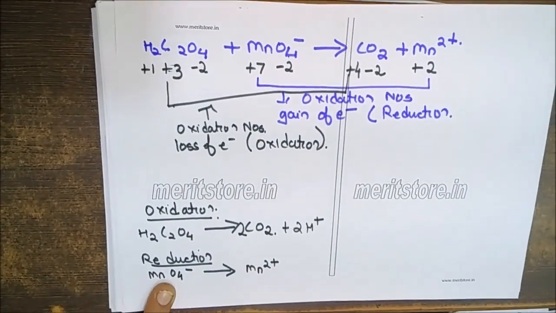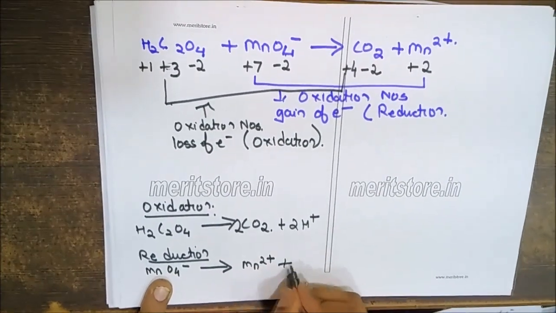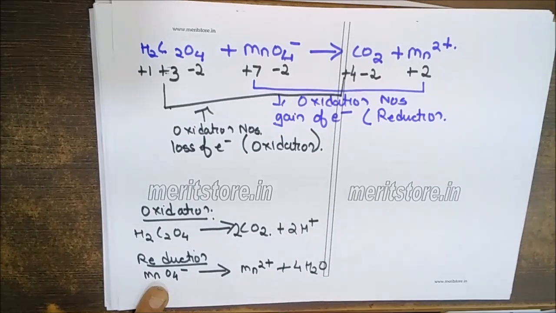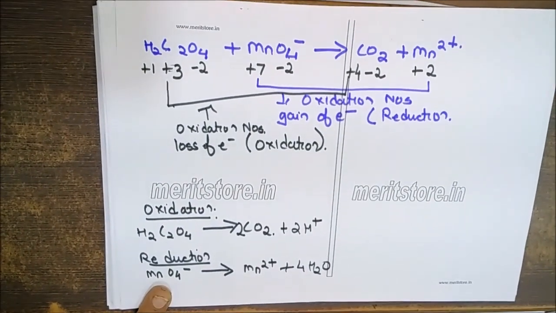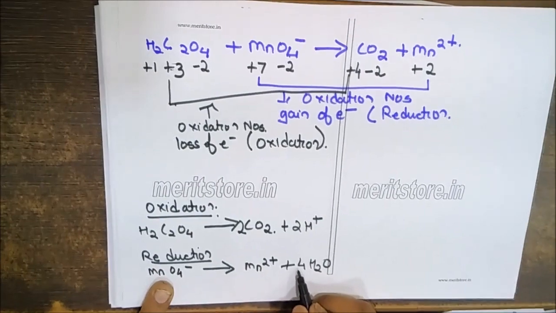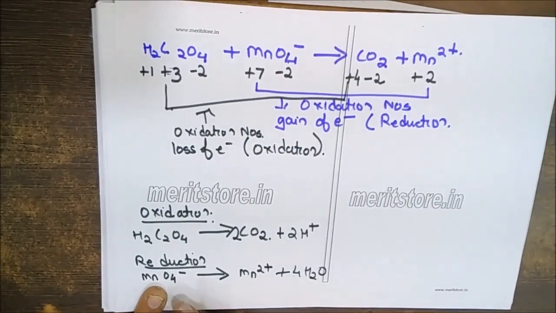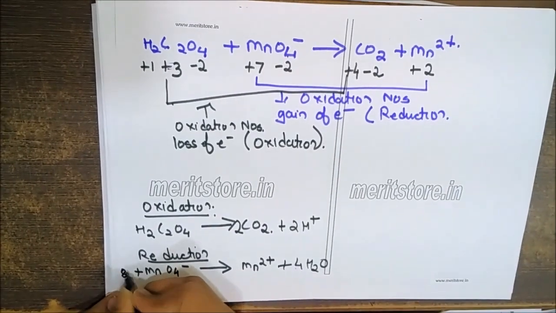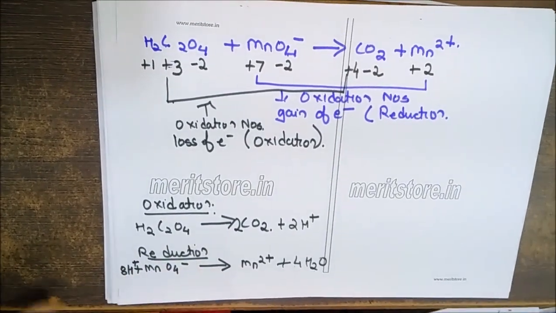But on my right hand side there is none. So I need to add 4 water molecules. Now my oxygen atoms are balanced. Now I need to balance my hydrogen atoms. So hydrogen atoms, how many are here? 4, 2, 8. Are there any here? No. So here I will have to add 8H+.